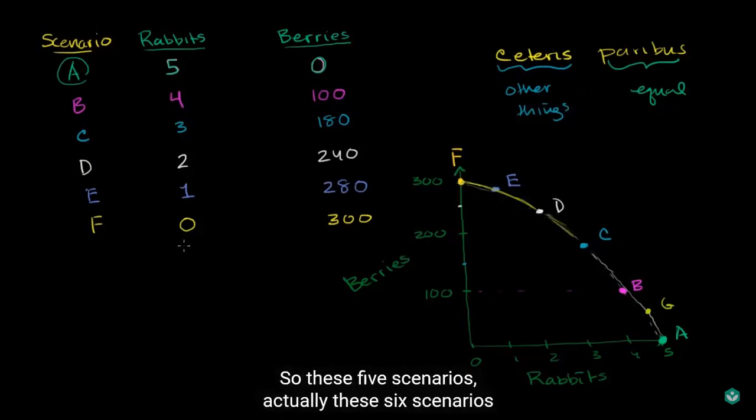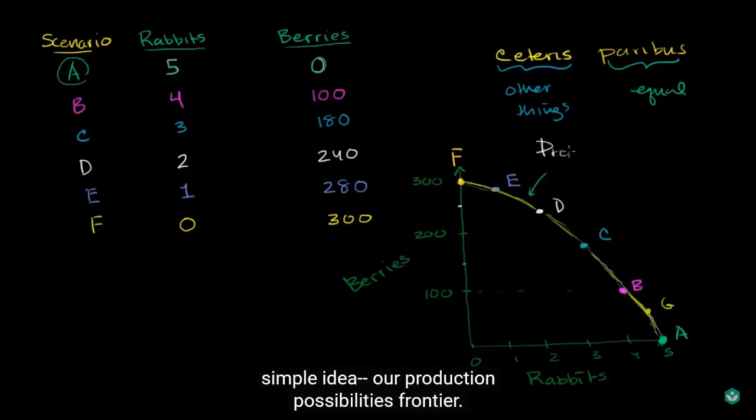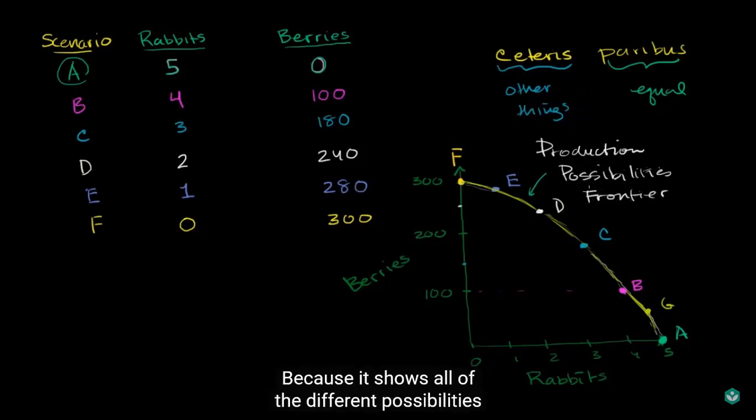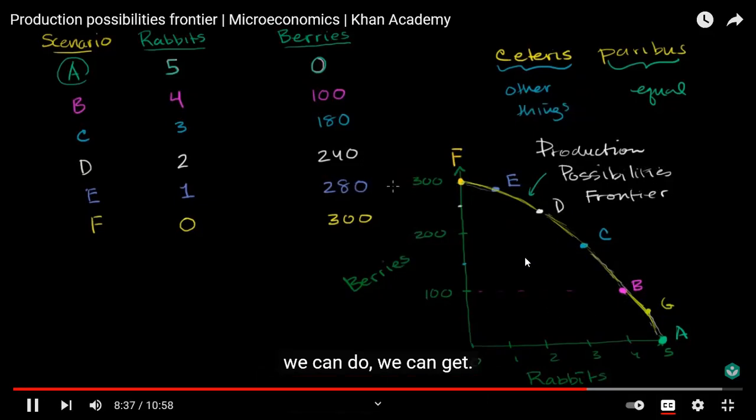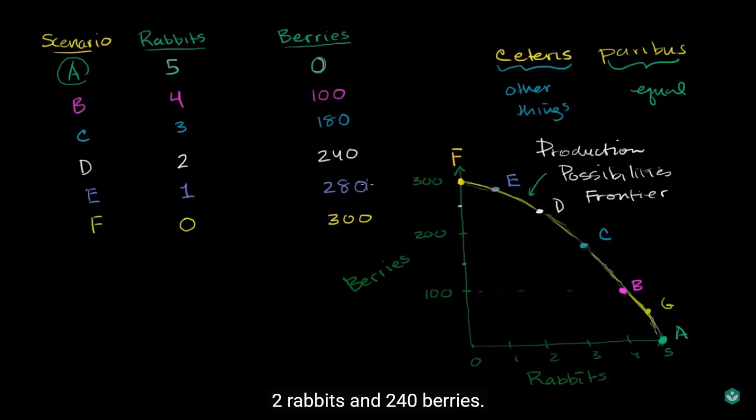So these 6 scenarios that we've talked about so far are just scenarios on this curve. And that curve we call, once again, fancy term, simple idea, our production possibilities frontier, because it shows all of the different possibilities we can do. We can get 3 rabbits and 180 berries, 2 rabbits and 240 berries.